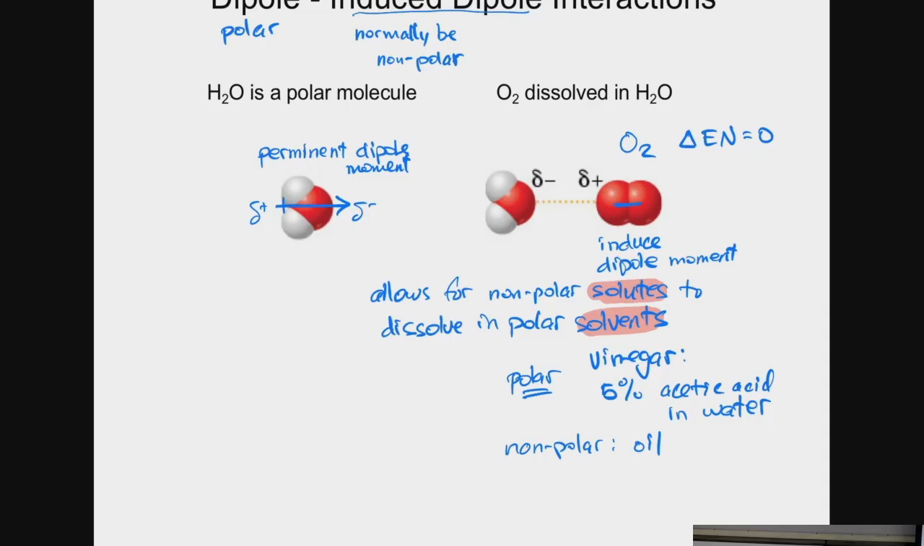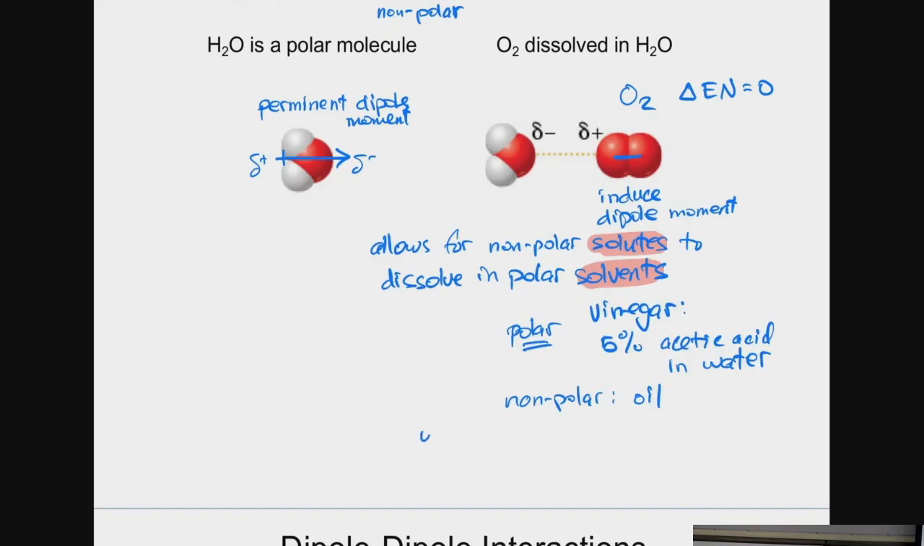When liquids mix completely, and that's regardless of the ratio, so in any ratio of one liquid to another, there's a special word for that. When they do mix completely, that's called being miscible.